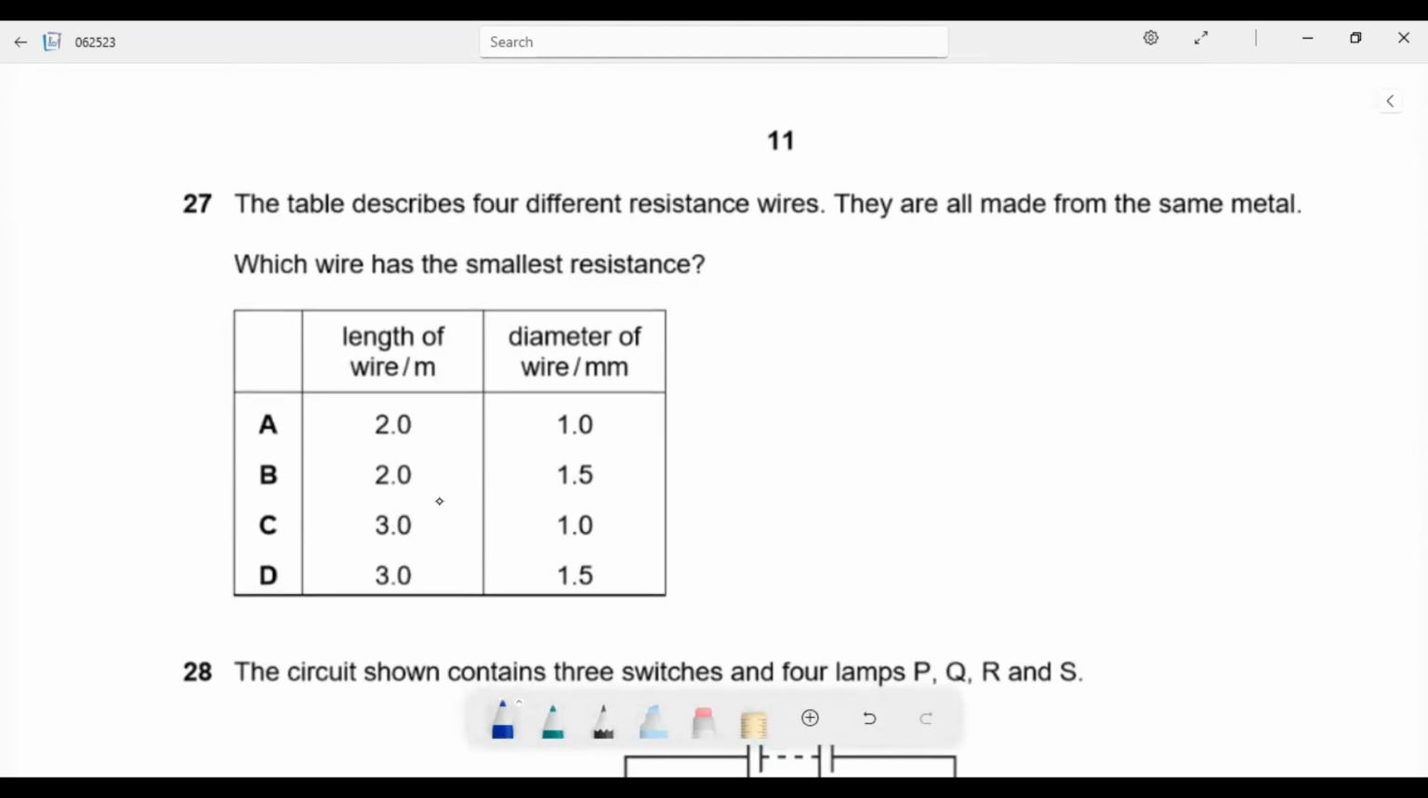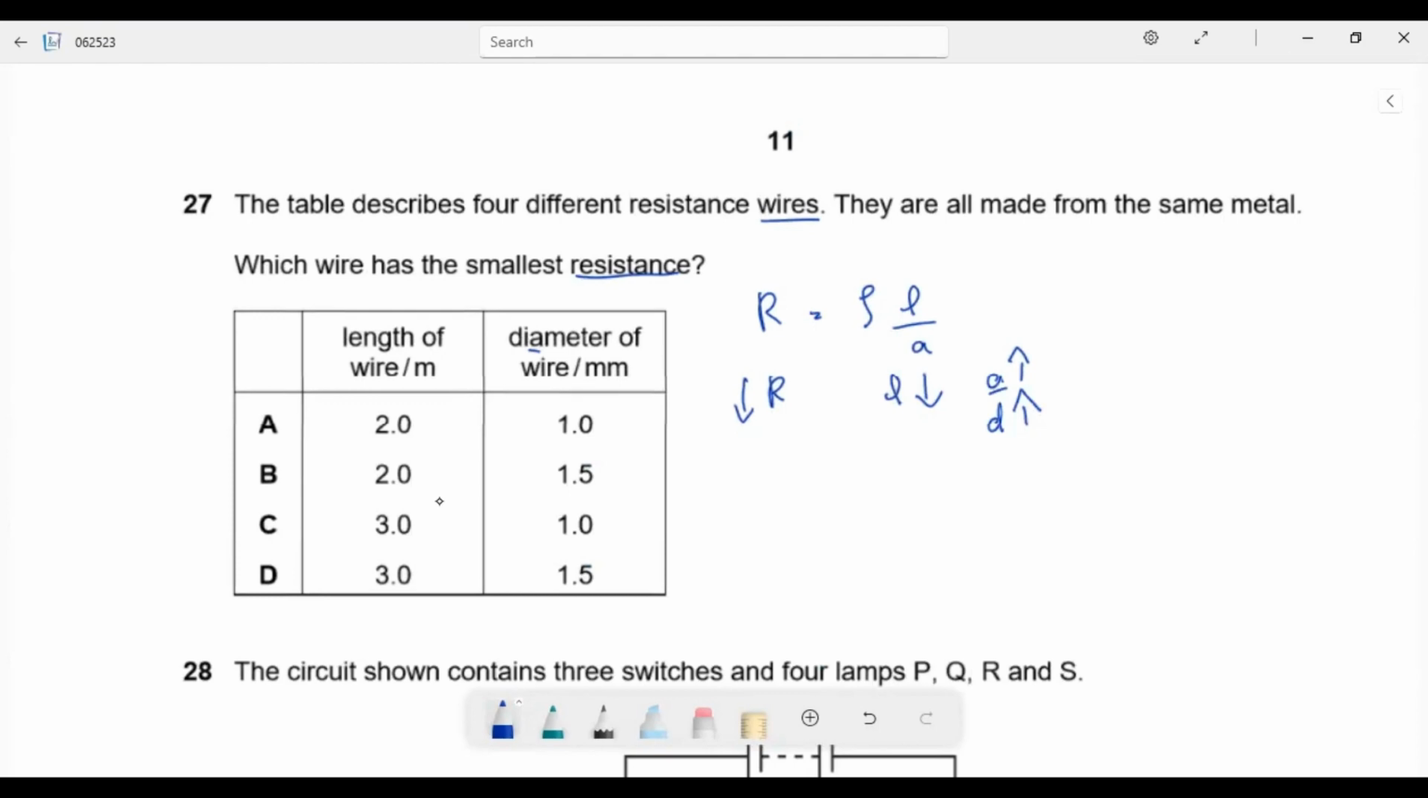The table describes 4 different resistance wires. They are all made from the same metal. Which wire has the smallest resistance? So the equation for resistance is rho L by A. For reducing the resistance value, L should be less and A should be more. A means area, that is here represented by the factor diameter. So diameter should be more.